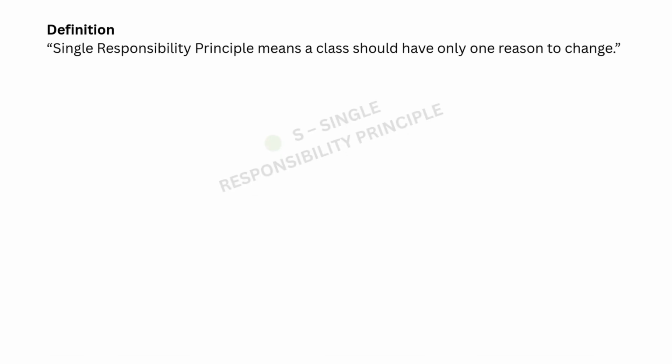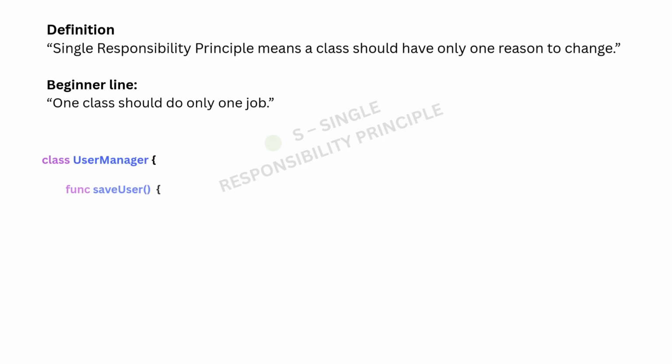So we are explaining the single responsibility principle. What is the definition? Single responsibility means a class should have only one reason to change. As a beginner, we can say that one class should have one job. Let's look at an example. We have a UserManager class with the functions saveUser and sendEmail. In the same class we have two different functions, which is a completely wrong approach.